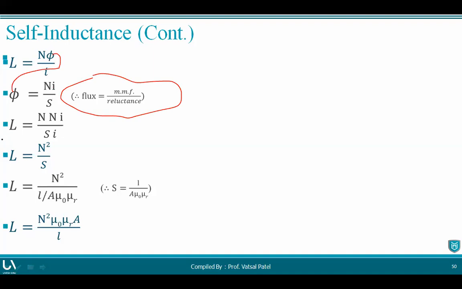Whatever the resultant inductance we are getting here, that is the self inductance, it is equal to N into I divided by S. So it is N square by S, sorry, and S is equal to what? L divided by mu 0 mu r into A. So this is what we call the equation of self inductance: N square mu 0 mu r A divided by L.